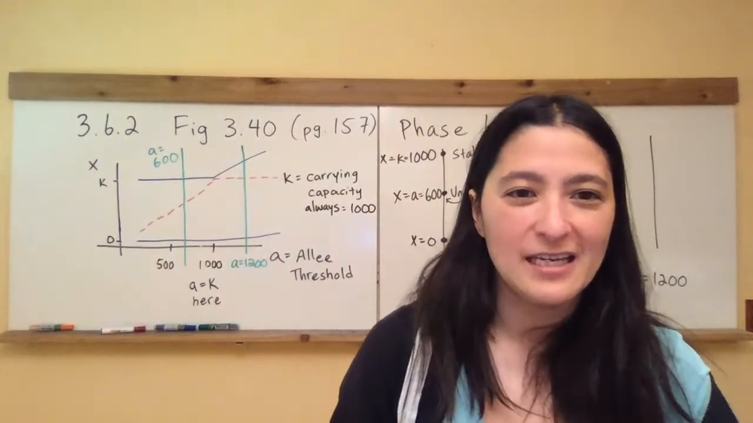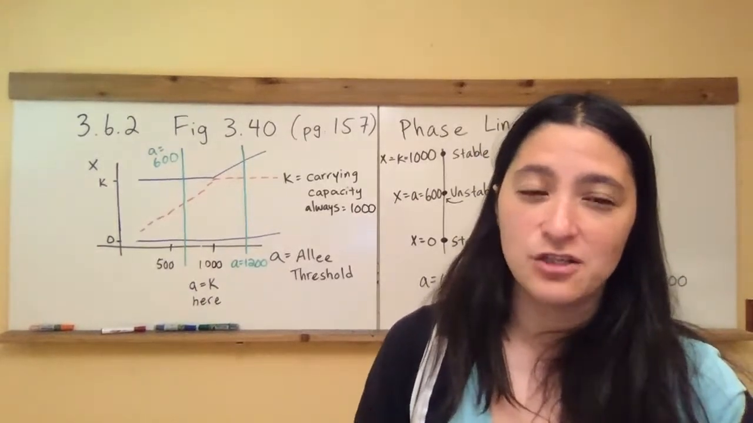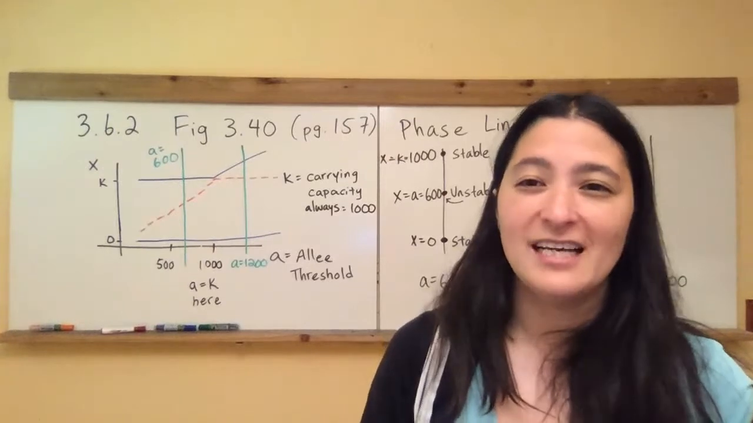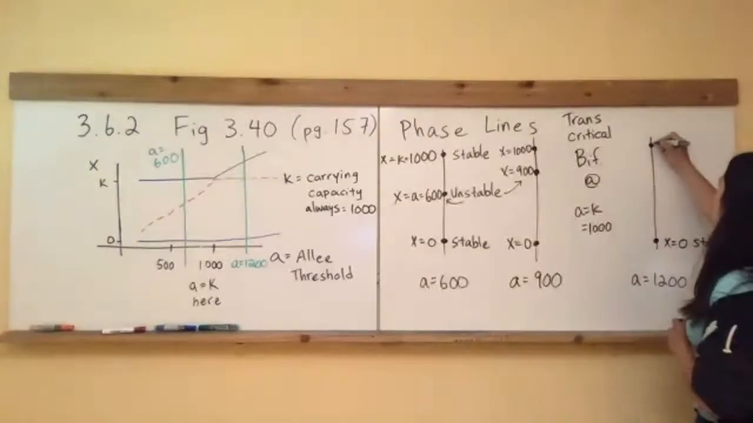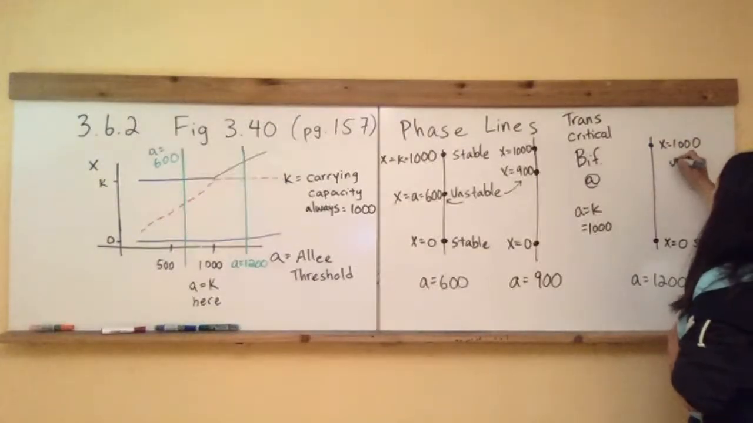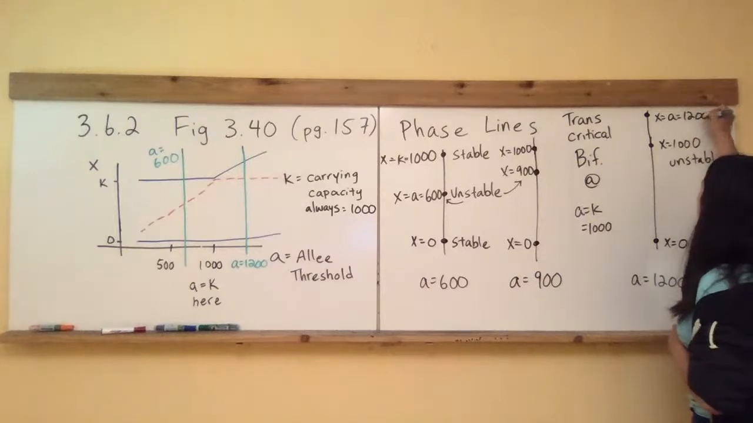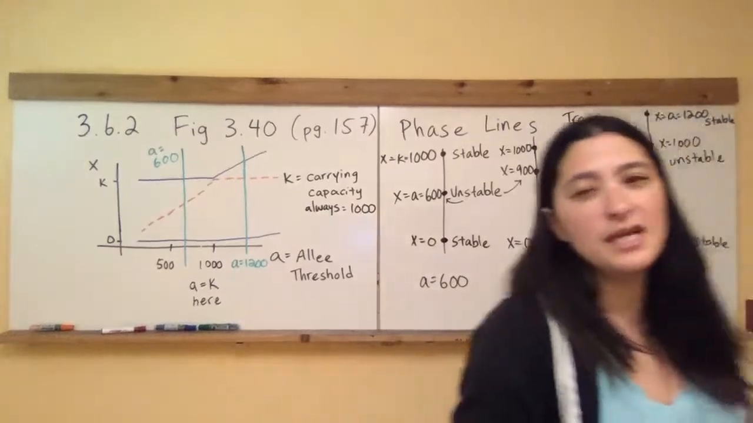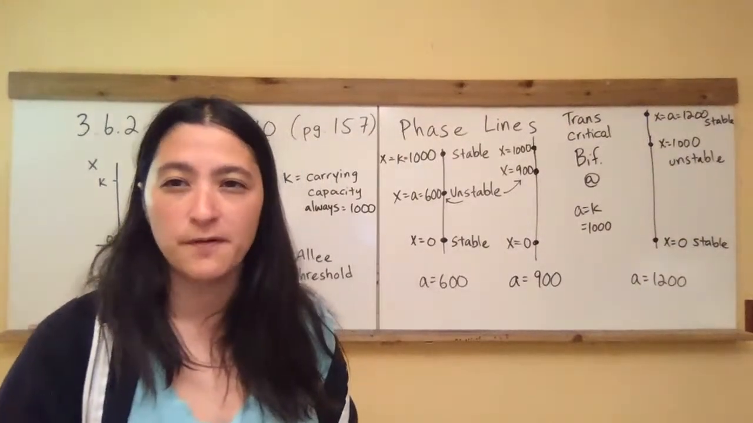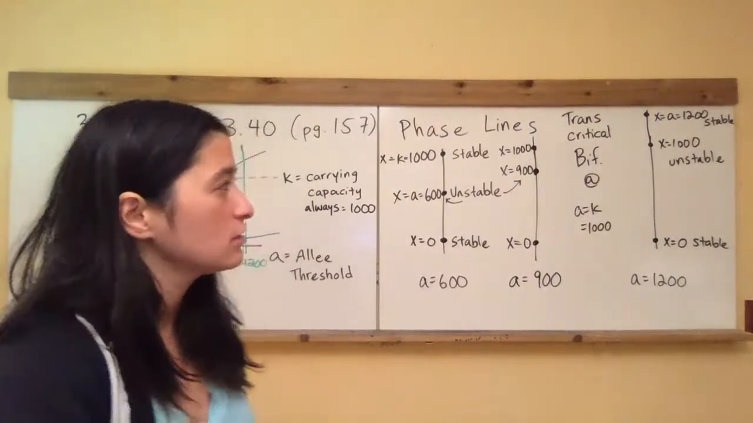So we see that now the value x equals K, the carrying capacity that used to be stable, has now turned unstable. And the LE threshold that used to be unstable, x equals 1,000, is now stable, because the LE threshold is all the way up here. X equals A equals 1,200 is stable up at the top, because it does still always have to go stable, unstable, stable. That pattern is forced upon it by the fact that it lives in one dimension. It's stuck on a line like that.